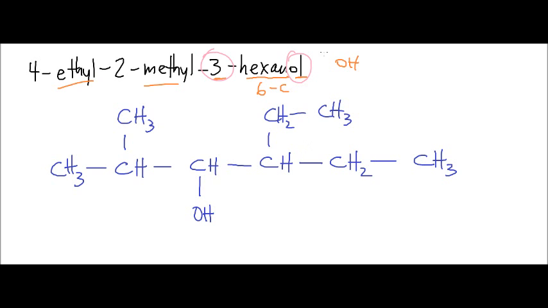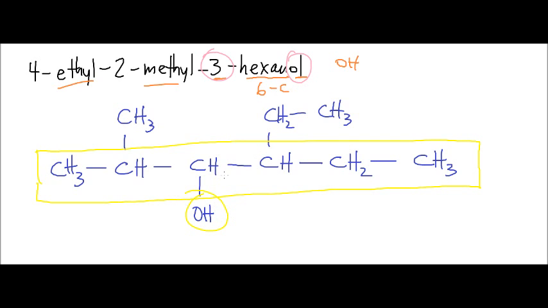So let me outline this again. Here's our main chain. It's originally a hexane, but because of this OH, it's a hexanol. Where is it located? On the number 3 carbon. And then we've got our methyl group on the number 2 carbon, and we've got our ethyl group here on the number 4 carbon. So hopefully you understand how to name them and how to draw them.